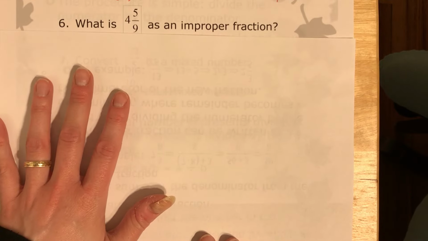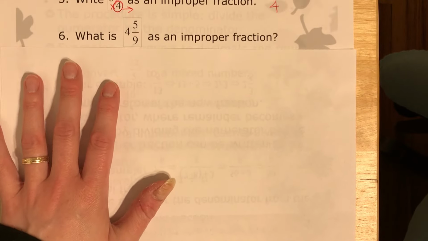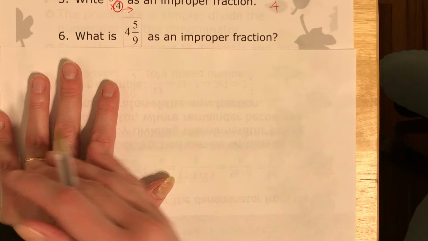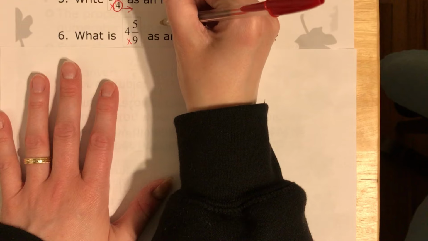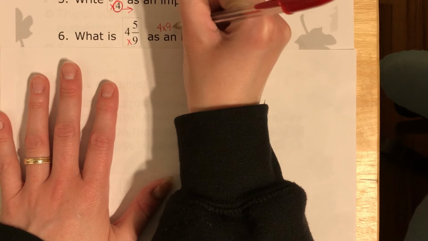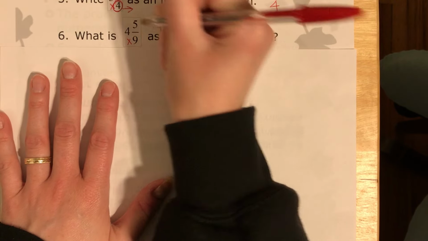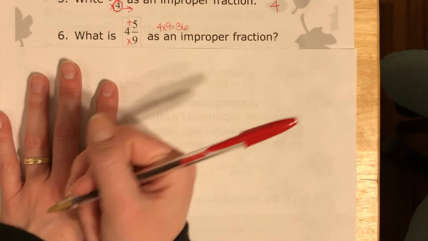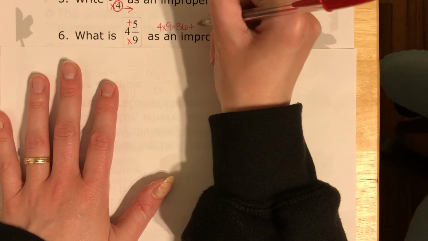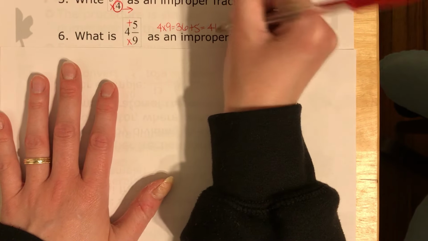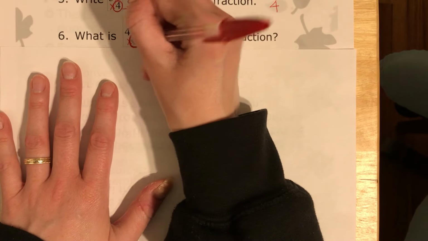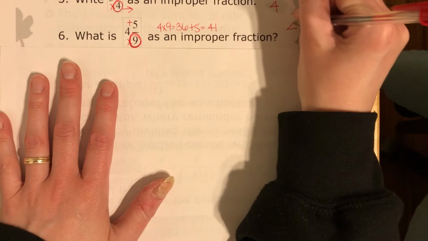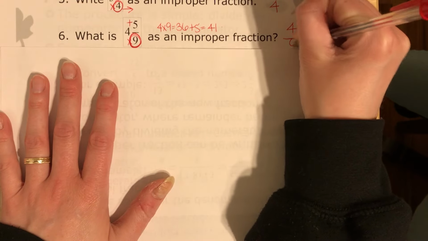Number 6. What is 4 5/9 as an improper fraction? Take my denominator, multiply by the whole number. 4 times 9 equals 36. Add to that the numerator. 36 plus 5 equals 41. This is my numerator. This is my denominator. So 41 over 9.